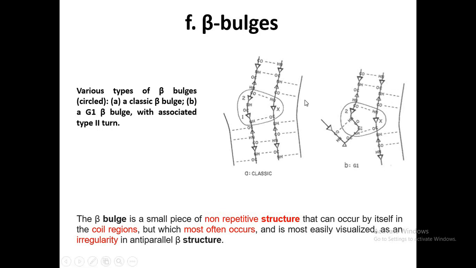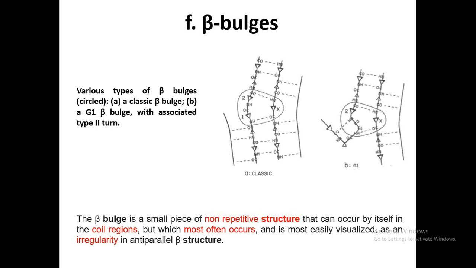So now we will be talking about another secondary structure, and it is the bulge. So what is a bulge? A bulge is a non-repetitive structure that can only occur by itself in the coil region. So this secondary structure, the bulge, will always be found in the coil region, and mostly in the coils. What is the coil? The coil is when the protein polypeptide chain folds itself.